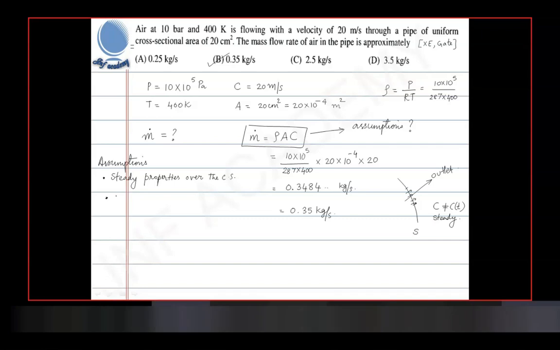Also the flow velocity is constant throughout the cross section. Yes, the word for that is uniform. Uniform across the cross section. Also the density is constant. The density is uniform across the cross section. I'll include it in velocity. Velocity and density, they are both constant, uniform.